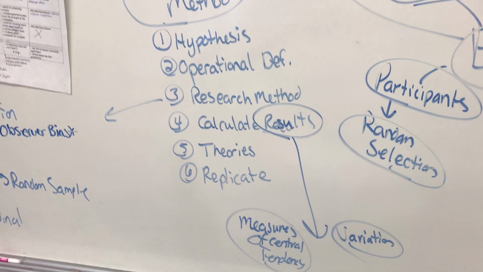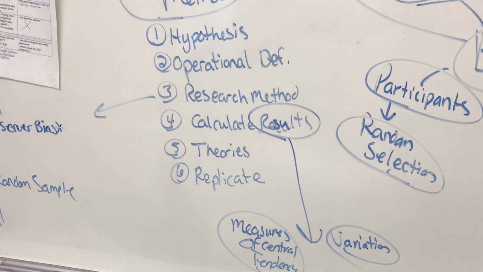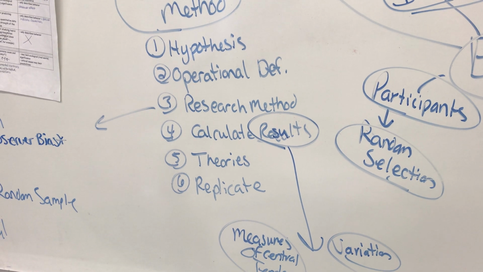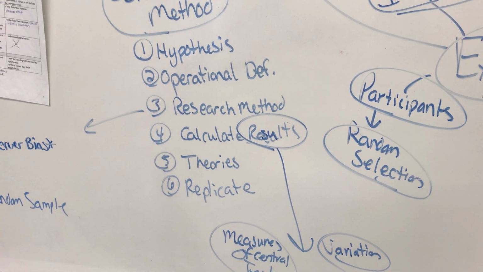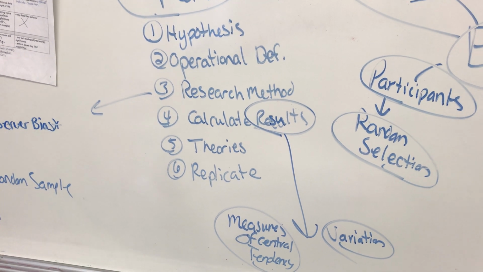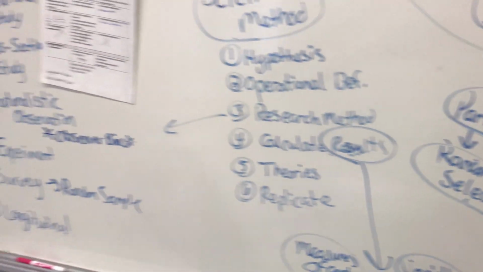Okay, so then you can create a theory potentially, and then the whole goal is to produce the research that you've done so you or anyone else can replicate it in a similar way so we can actually figure out about human psychological phenomenon, okay? But let's focus on that research method part.